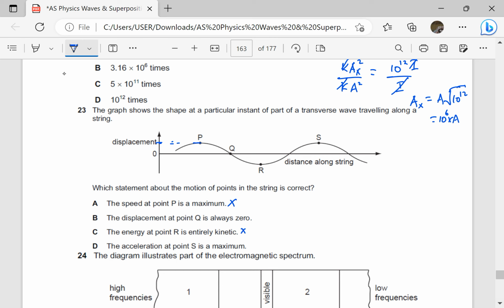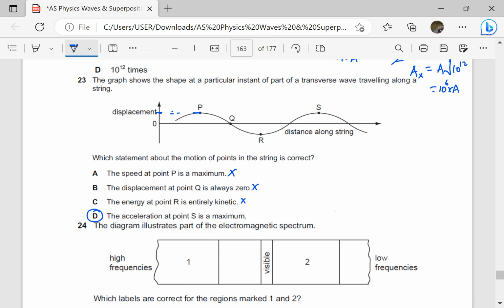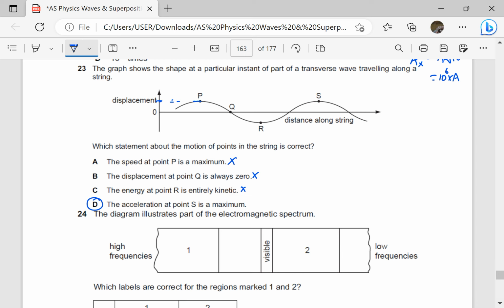The acceleration at point S is a maximum. At maximum displacement, the velocity is zero. At point S, that is at maximum displacement, the velocity is approximately zero. And when the velocity is zero, the acceleration is maximum. So the answer is going to be D. So these ones we shall ignore. When displacement is maximum, velocity is zero. When velocity is zero, the acceleration is maximum. So the answer is going to be D.